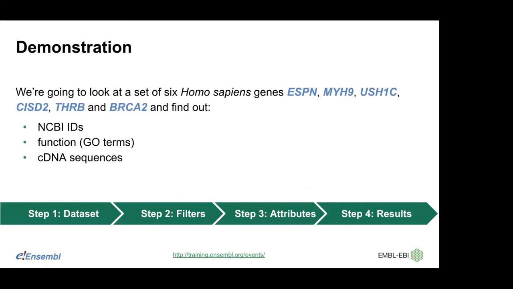What we're going to do is look at 6 human genes. So these are the genes. We have the gene names for them. And from this information, we're going to find out the matching NCBI IDs, the gene ontology terms, so the functions, and we also want the cDNA sequences.